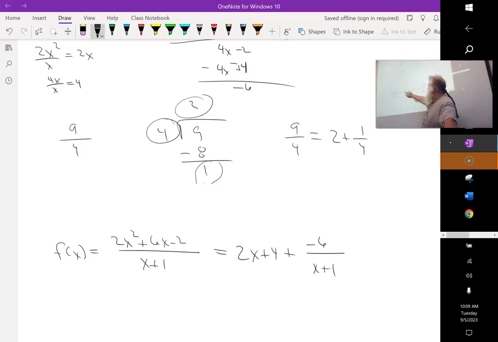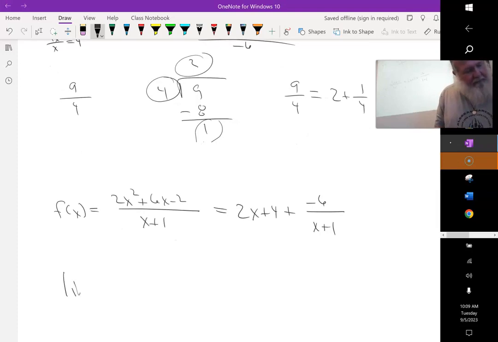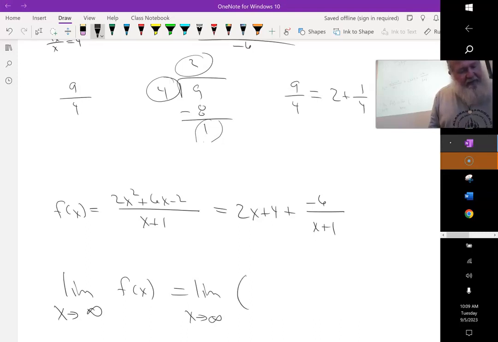Okay, so now let's look at the limit as x goes to infinity of f of x. Well, this could become the limit as x goes to infinity of 2x plus 4 plus this negative 6 over x plus 1. I'm going to give everybody a chance to get caught up on this piece.